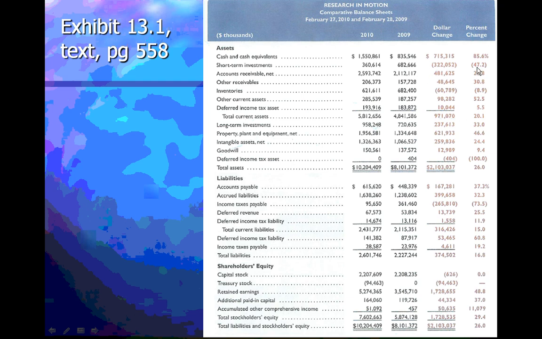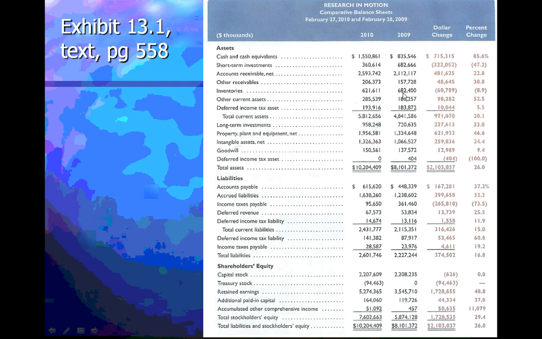What happened to our short-term investments? Oh, those dropped. What happened? Well, we must have cashed out a whole bunch of these. We must have freed up some cash. Maybe that's why cash grew by 85%. Okay, so short-term investments, we dumped some of those, built up cash. Maybe we're going to buy another company. Maybe we're going to invest in something.